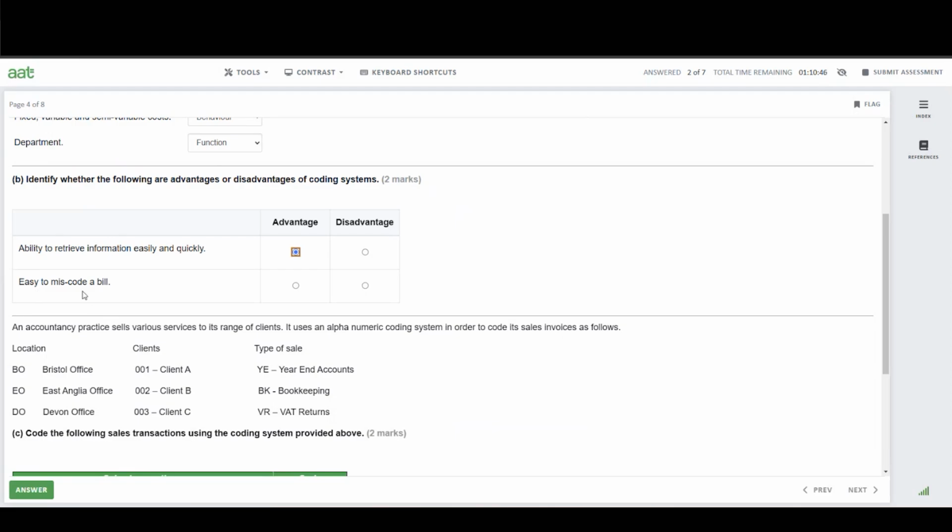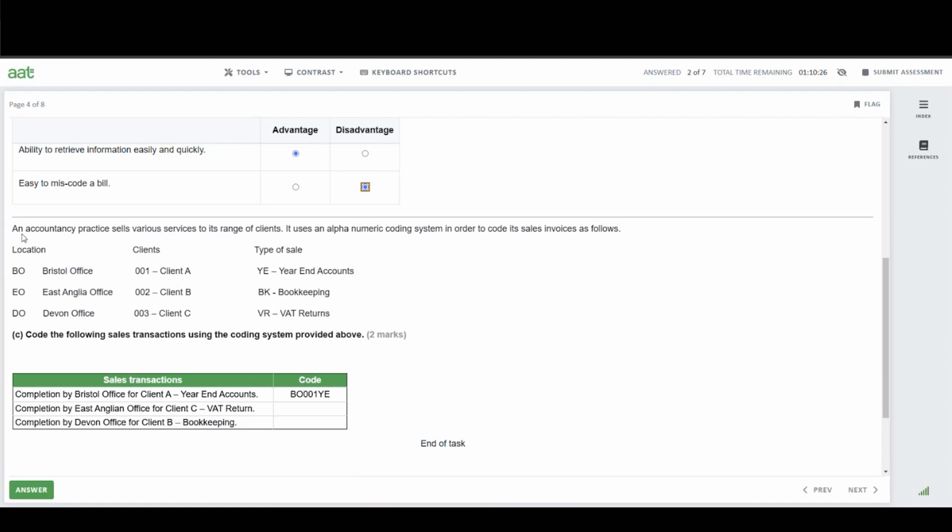However, it can be easy to use the wrong code if you're not familiar with a coding system, or if it's a random code that's used, that doesn't actually relate to the cost that's being coded, then yeah, it can be easy to miscode a bill. So we'd say that is a disadvantage of the coding system.